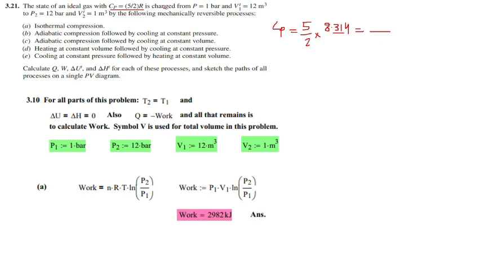Okay. So pressure P1 is 1 bar, V1 is 12 meter cube, P2 is 12 bar and V2 is 1 meter cube. In the first step, you are following the isothermal compression, and you have to find Q, W, delta U, and delta H. The formula for work is nRT log of P2 over P1.